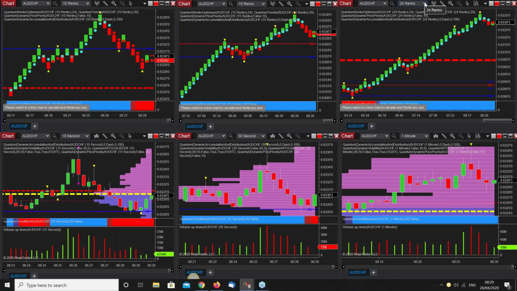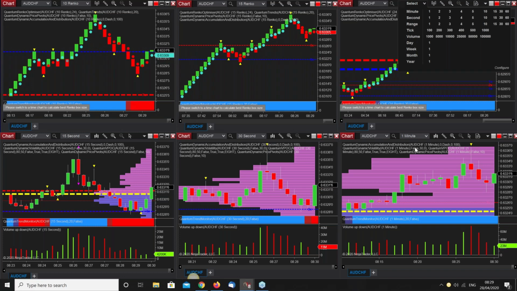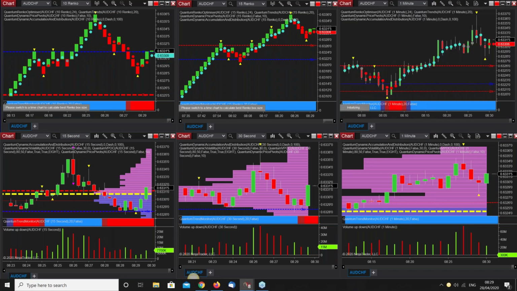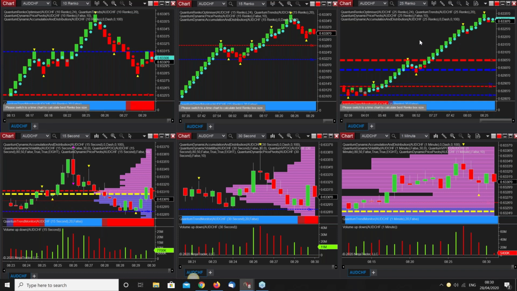If you want to change it, just double check you're on the right time frame. We're on the 1 minute here below, so I've just got the equivalent. So we just select the 1 minute, let it settle, and then we just click here to open the new Renko chart. It's as simple as that. There we go. Now we're running at 2.5 pips.